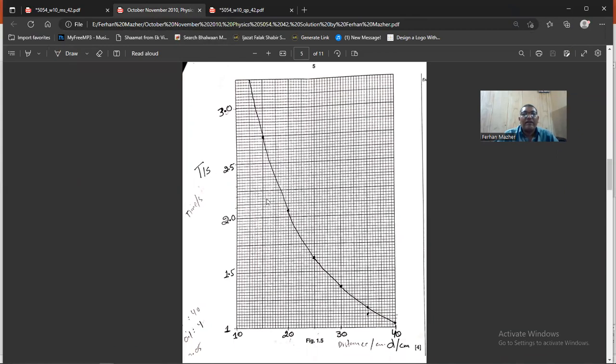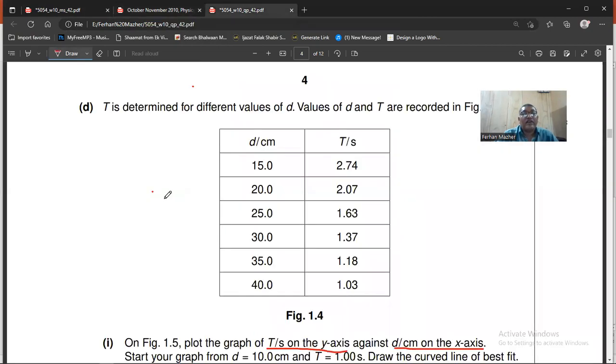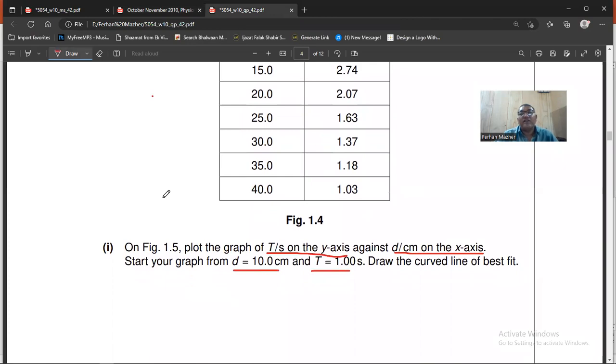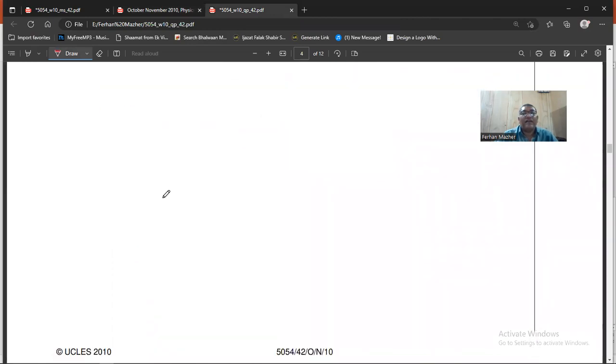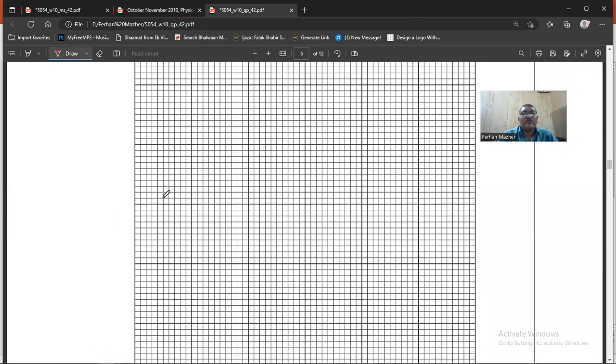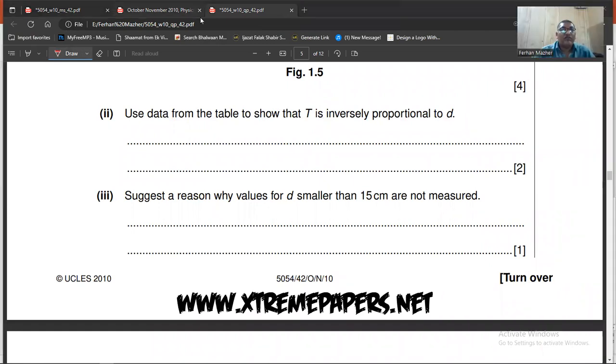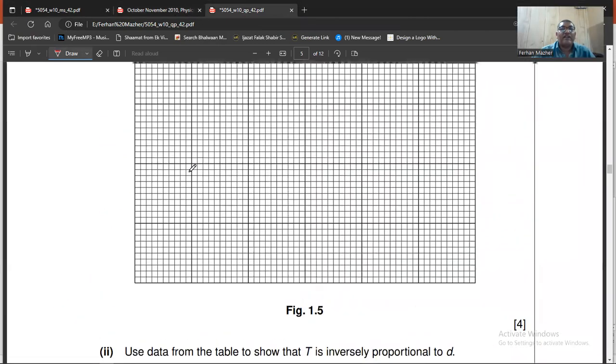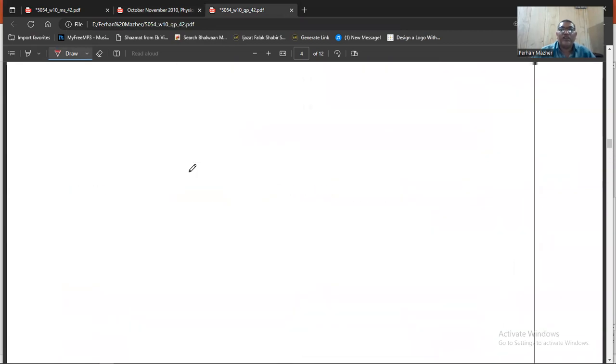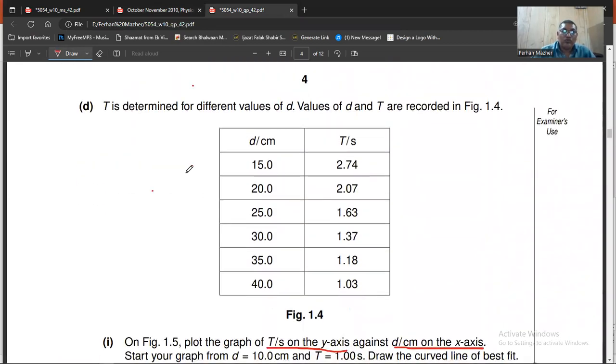Then you will join them with the line of best fit, and this is what they have asked: draw the curved line of best fit. We are done with that. Then their question is, use data from the table to show that T is inversely proportional to D. So from the table, I have to show that T is inversely proportional to D.